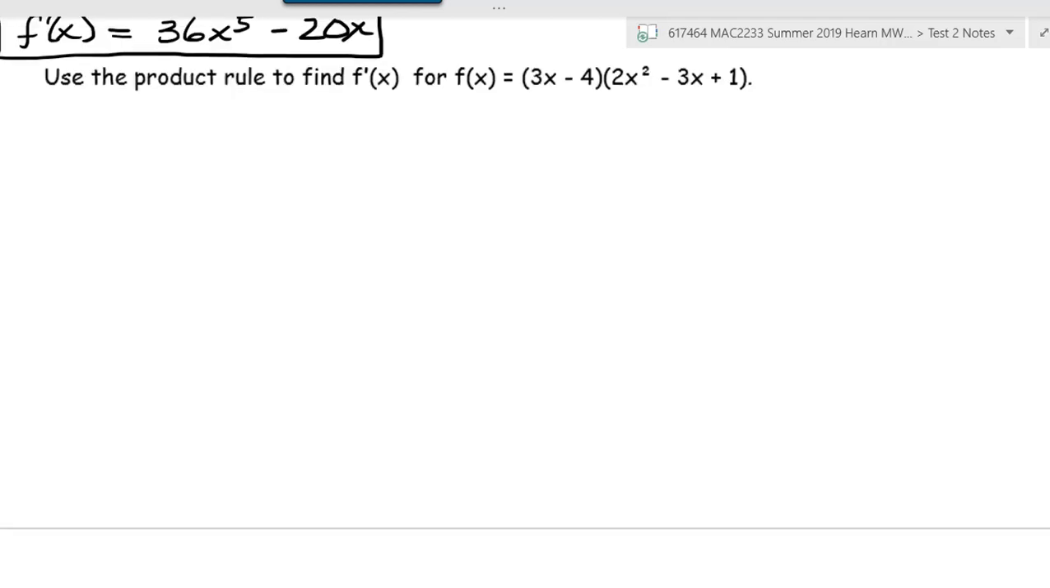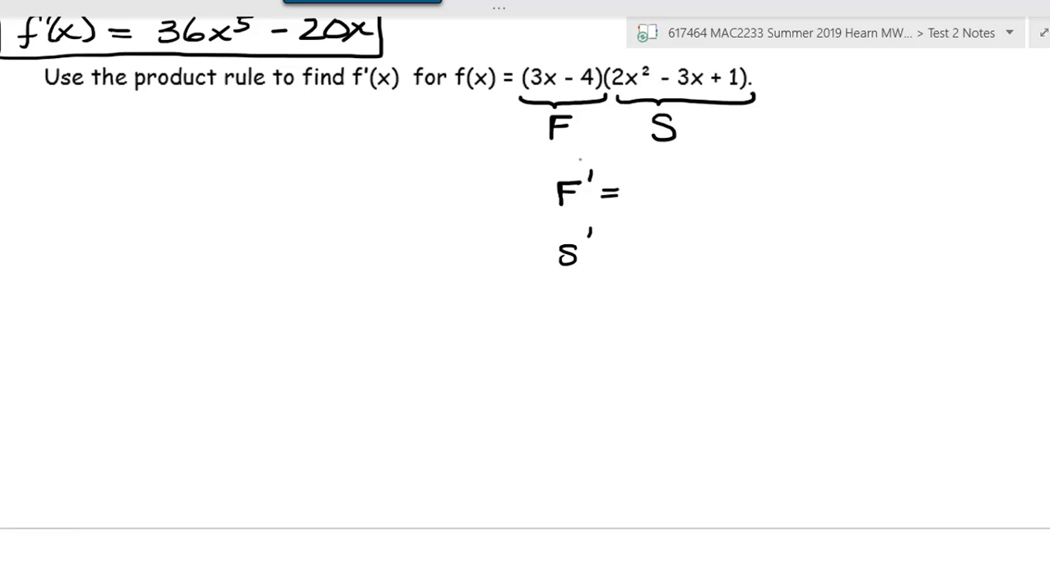F of x equals 3x minus 4 times 2x squared minus 3x plus 1. So to use the product rule, we have to identify the product. So the first part of the product, capital F, is 3x minus 4. The second part of the product is 2x squared minus 3x plus 1. We'll call that S. We know we're going to need f prime and s prime.